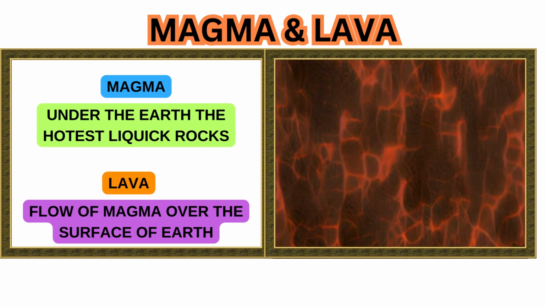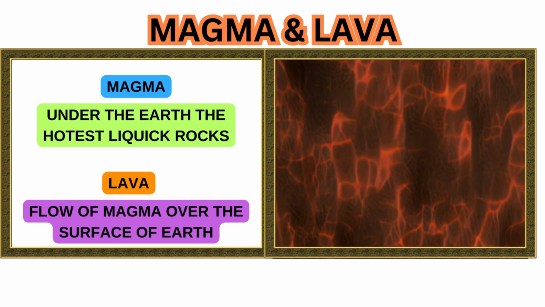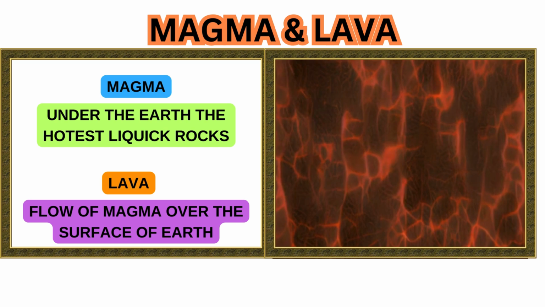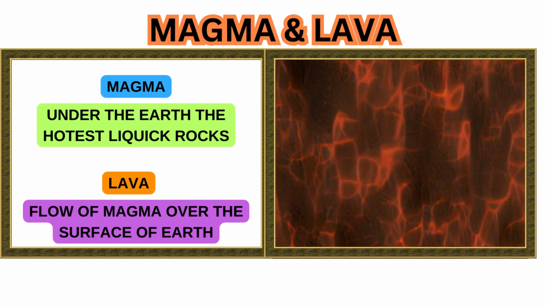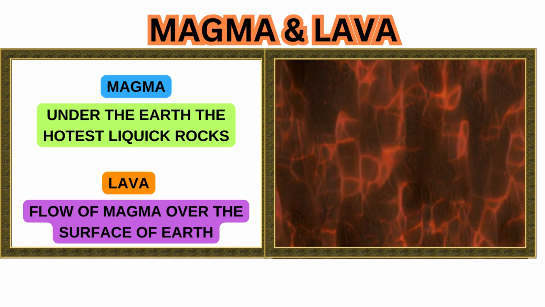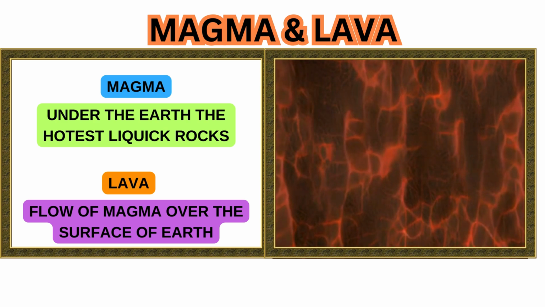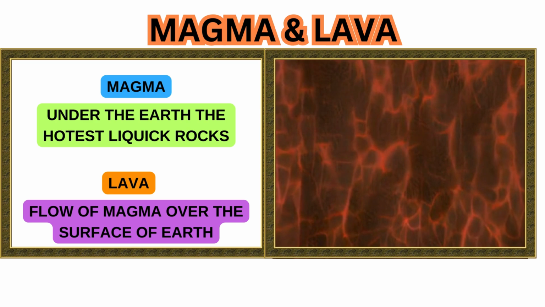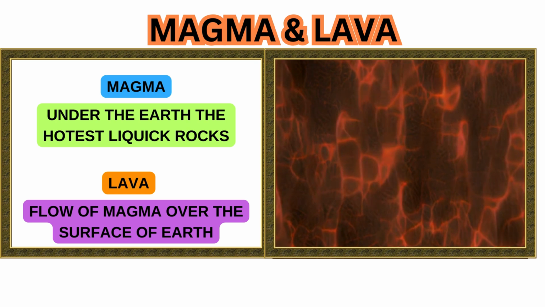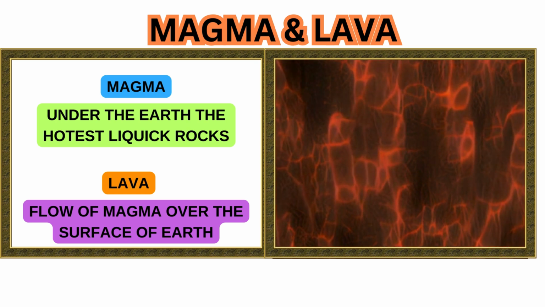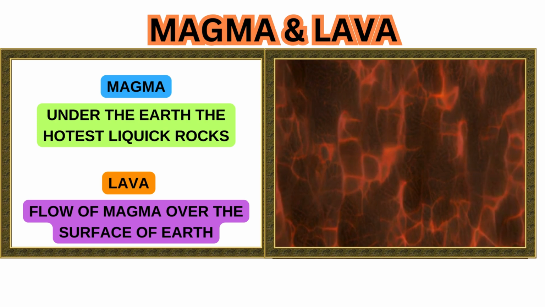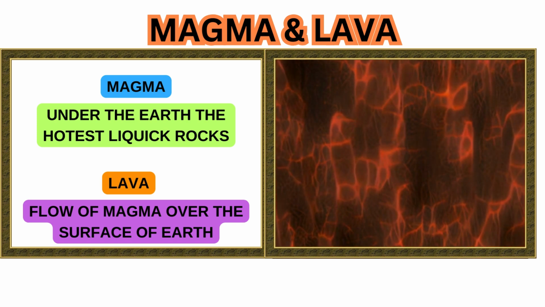Now, it is a general question. Do you know what is lava? Answer to this question is that lava is the flow of magma onto the surface of the earth. In other words, we can say when magma comes to the surface of the earth from under the surface of the earth and flows on the face of earth, it is called lava.